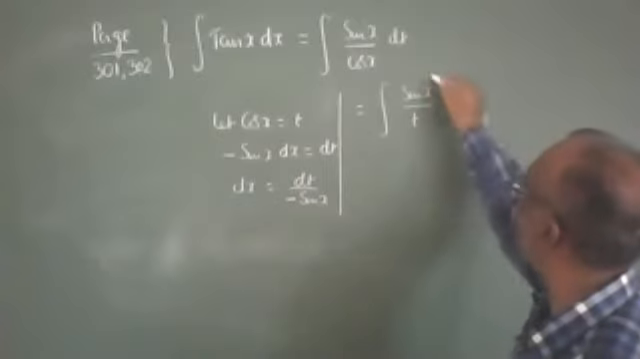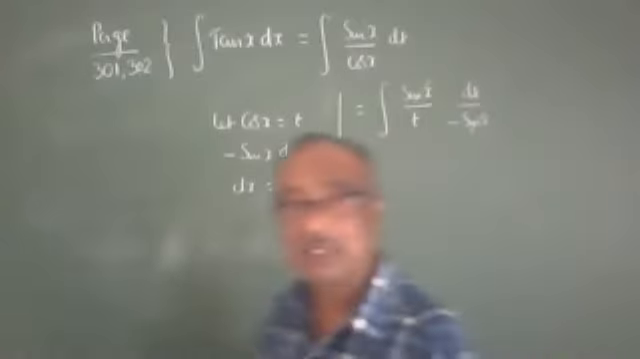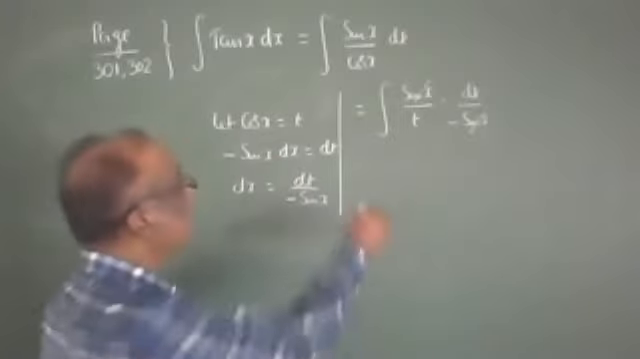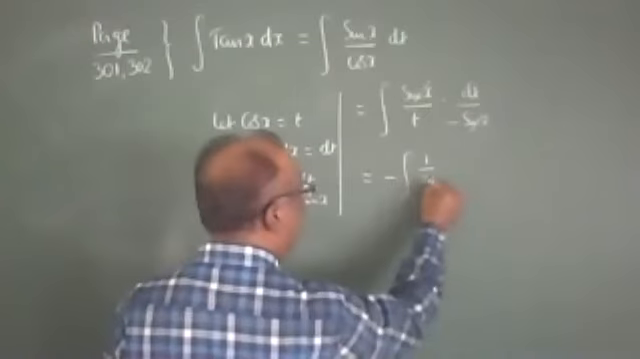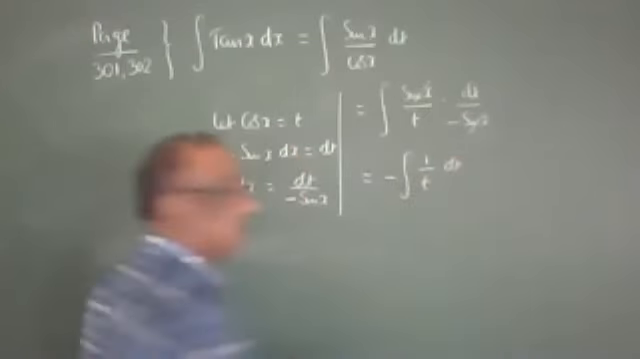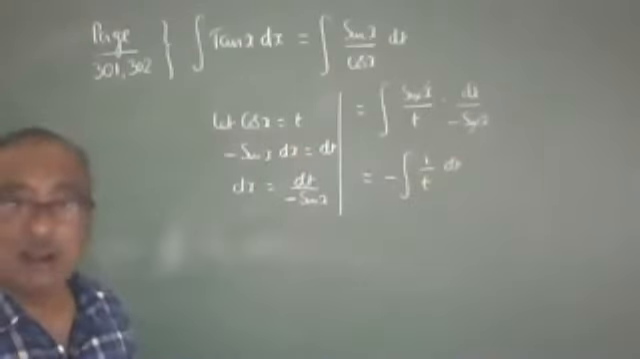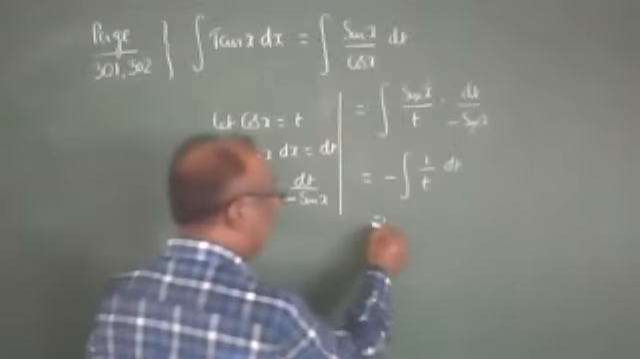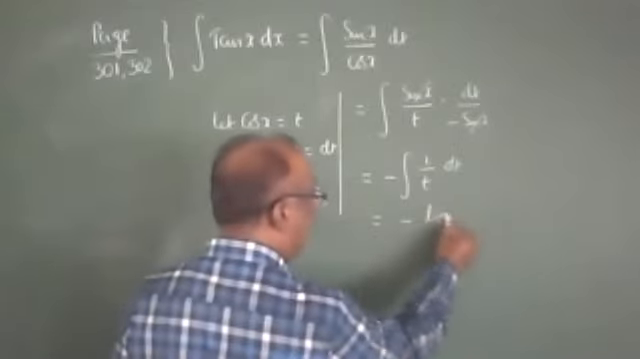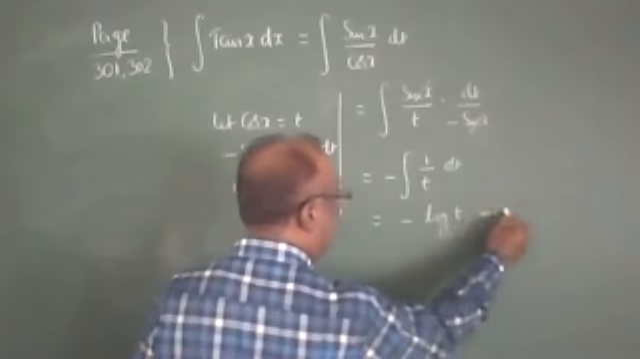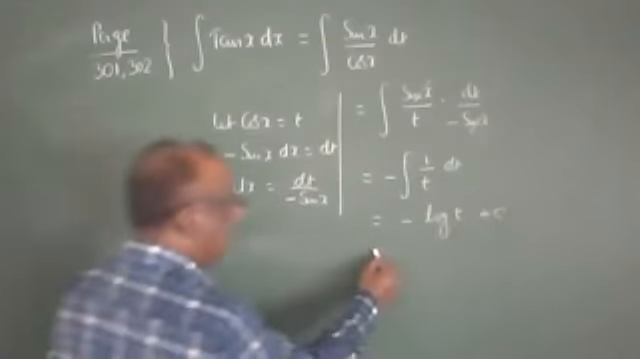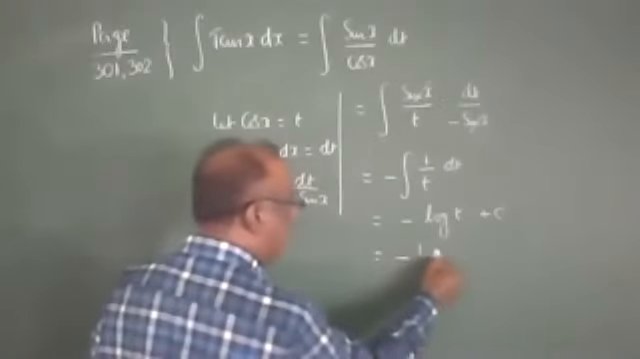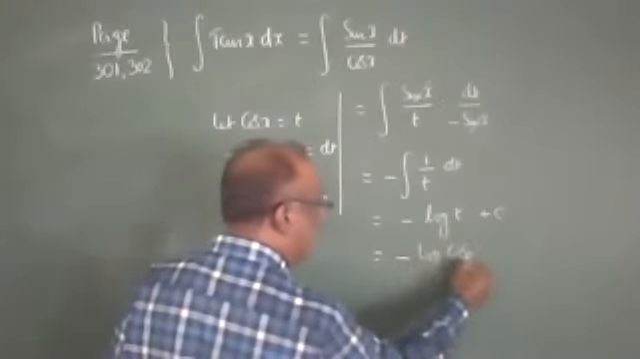Sin x should be cancelled. What remains is minus, outside, integral of 1 by t into dt. What is the integration of 1 by t? It is log t. So minus log of t plus c. What is the t value right now? T means cos x. Minus log of cos x plus c.